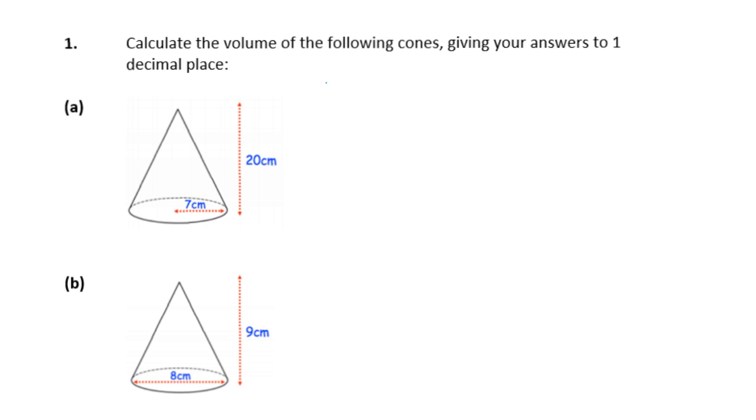So our volume, remember, is 1/3 pi r squared h. So that's 1/3 times pi times 7 squared times 20. On your calculator, 1/3 times pi times 7 squared, or times 49, times 20. And it says give your answers to 1 decimal place. So we get 1026.25 on the calculator, so round that to 0.3. It's a volume. Our lengths are in centimeters, so our units are centimeters cubed.